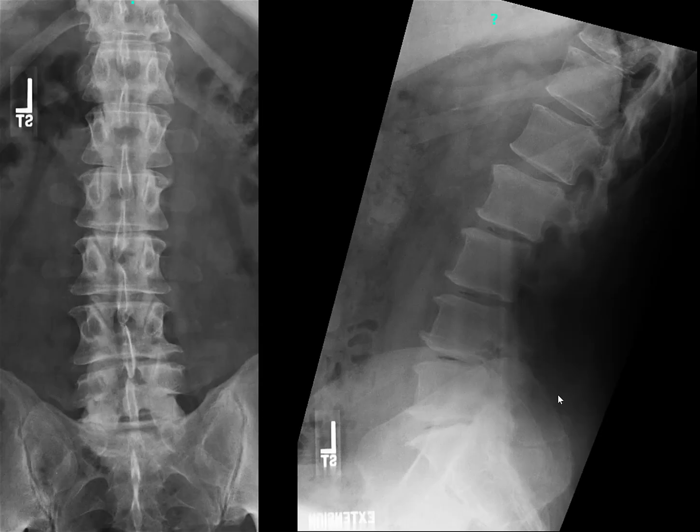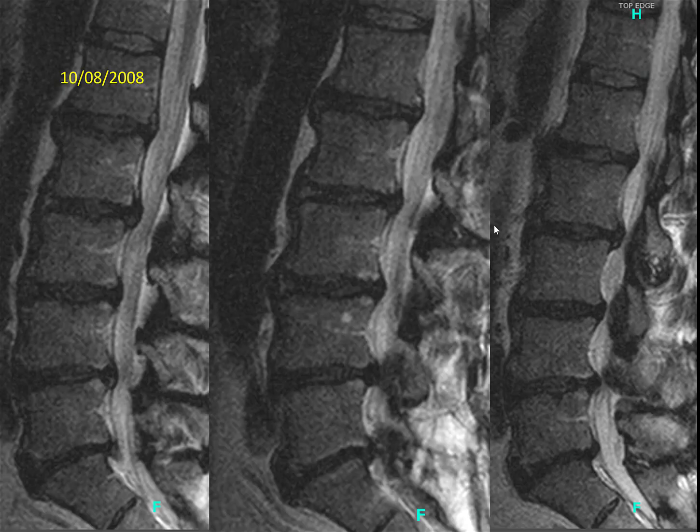Okay. AP view, you see any scoliosis? Nope. And the sacroiliac joints look pretty normal, right? And the extension view is normal. You can see he does have a little bit of vacuum sign when he extends, probably because he has degenerative disc disease, and when he extends, the disc distracts, and it creates a vacuum. It's a good example of that.